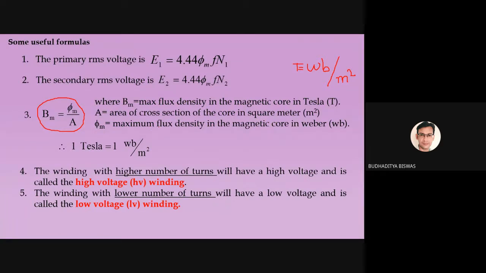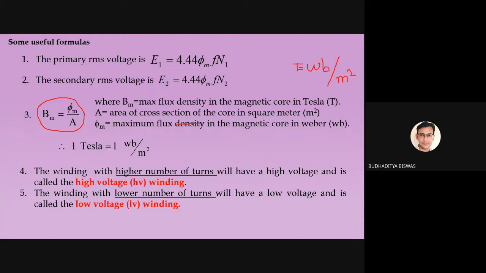Phi m is the maximum flux density in the... It's not the maximum flux density, I need to correct this one. It should be the maximum flux in the magnetic core in Weber. So remember one thing: flux is always in Weber, flux density is always in Tesla or Weber per meter square. So 1 Tesla equals 1 Weber per meter square.